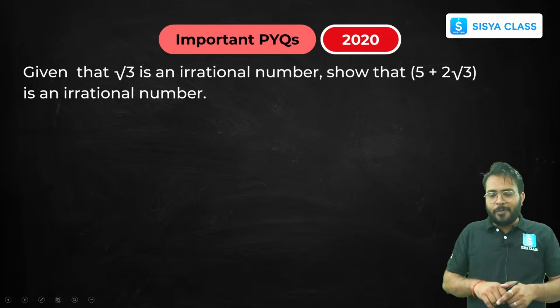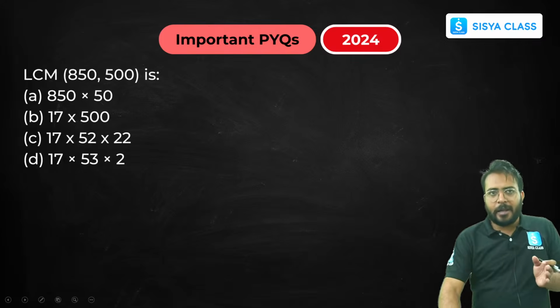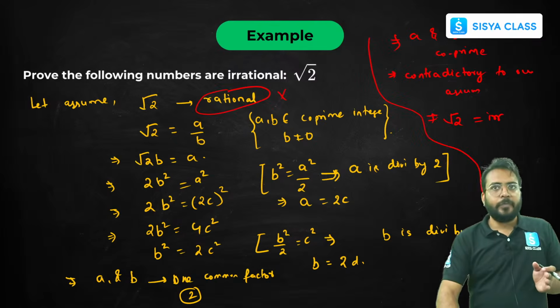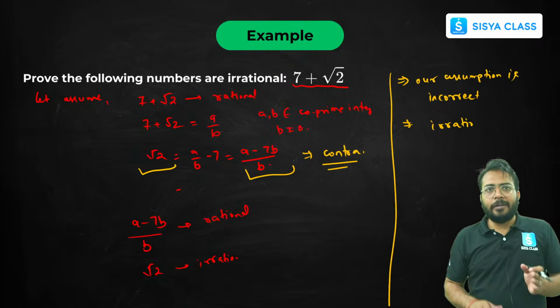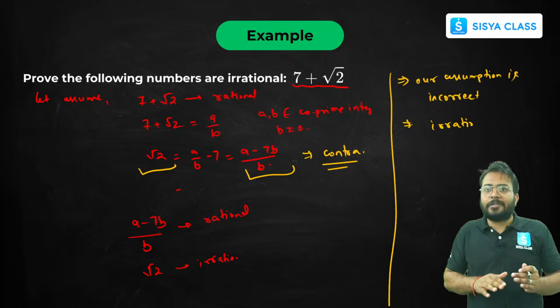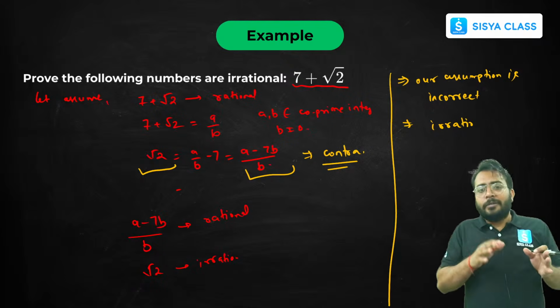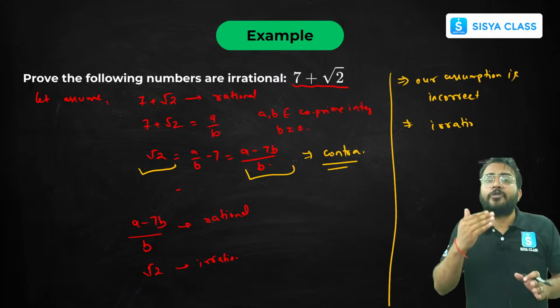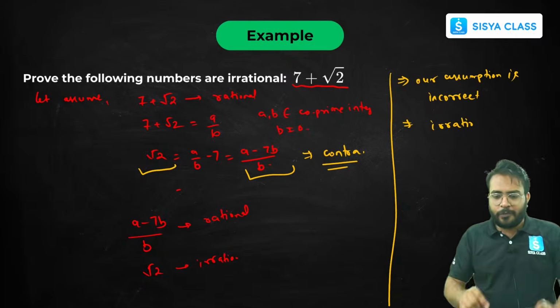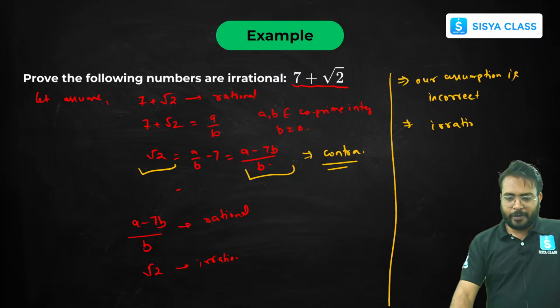Why? Because a number can be either rational or irrational. So if our assumption is wrong, that it is not rational, then there is only one possibility, that it has to be irrational. Understood? In this way we have to prove this question. All right.